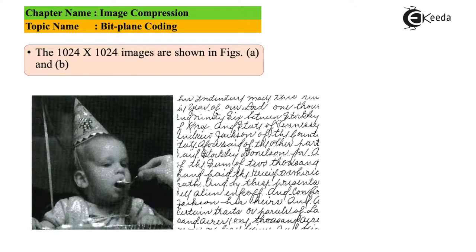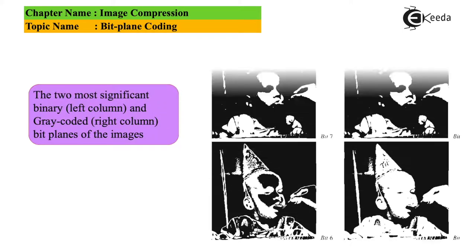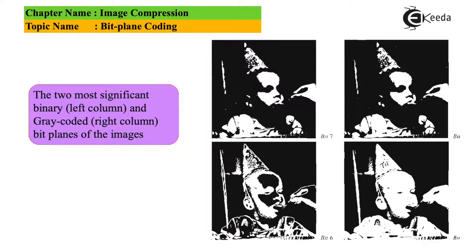So here we have two images, figure A and figure B. The left hand side figure is figure A. The right hand side figure is figure B here. This particular slide shows you the two most significant bits. The binary bit planes we shall visualize in the left column, and the gray code bit planes onto the right hand side. So let us visualize bit 7 and bit 6. Here, these two that form the left hand side column are representing the binary bit planes, and these two are representing the gray coded bit planes that we have just discussed.